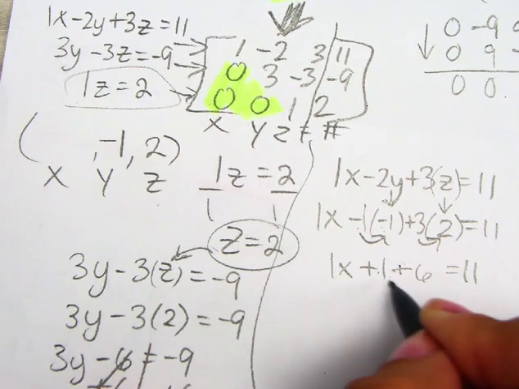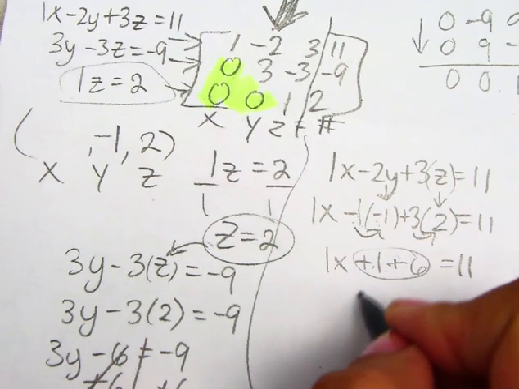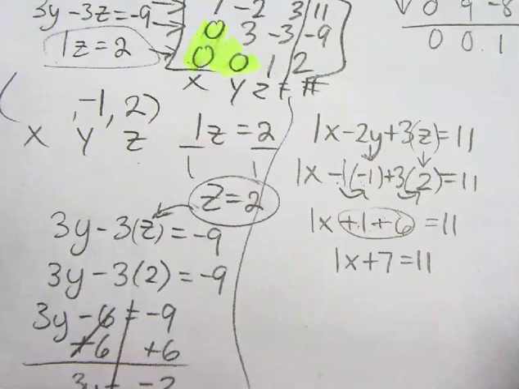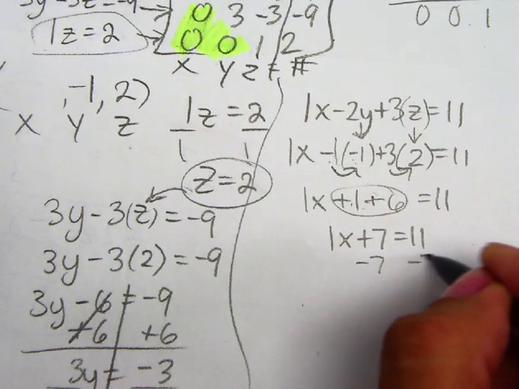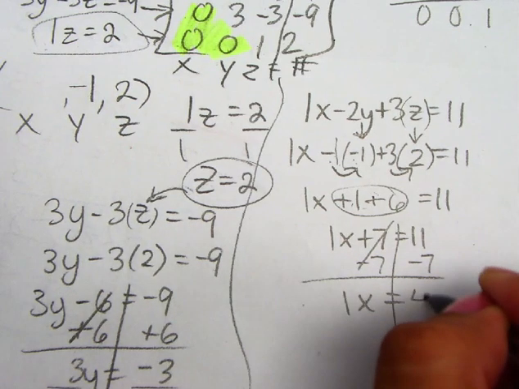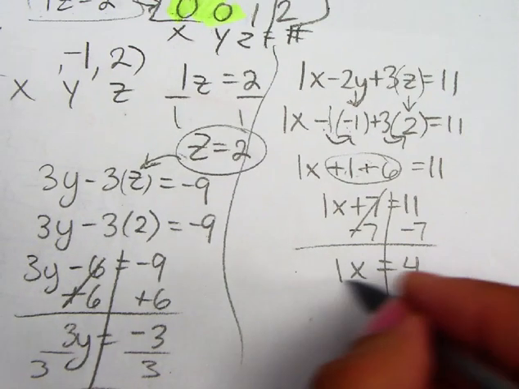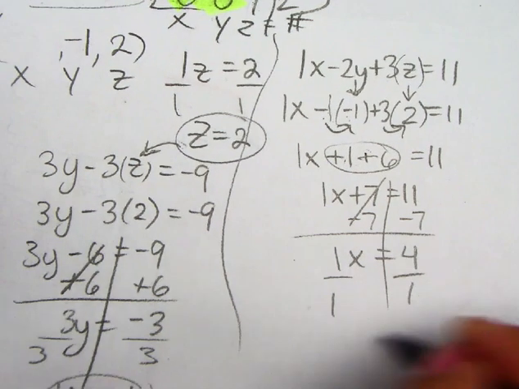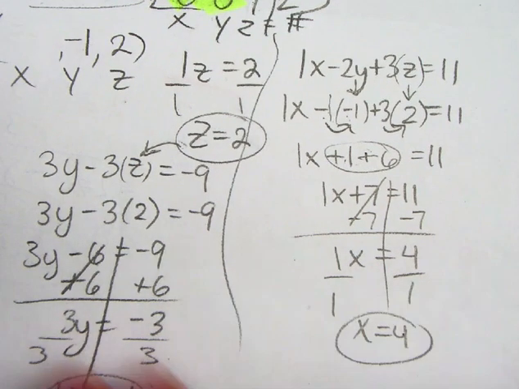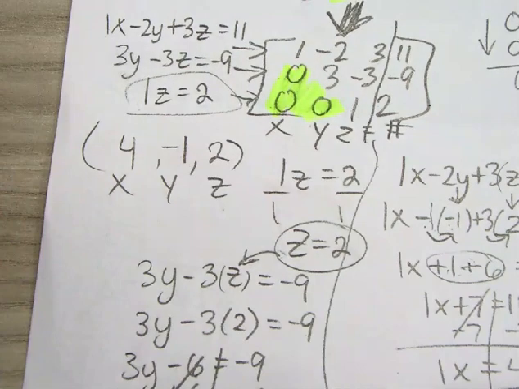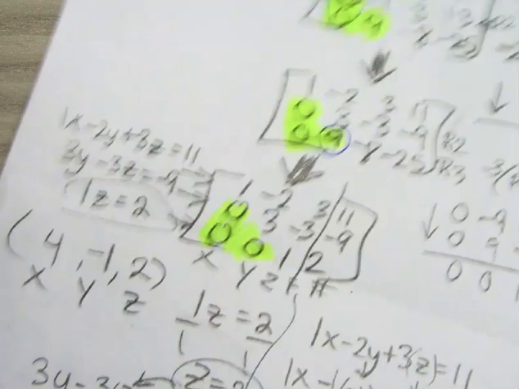As we solve for x, these are like terms. So you merge those together. 1x plus 7 equals 11. Then we subtract 7 from both sides. And we end up with 1x equals 4. And again, when it's 1 next to the variable, you don't need to divide, but if you want, go ahead, divide by 1, x equals 4. The answer will be 4, negative 1, and 2. And that will be the Gaussian elimination method for this problem.